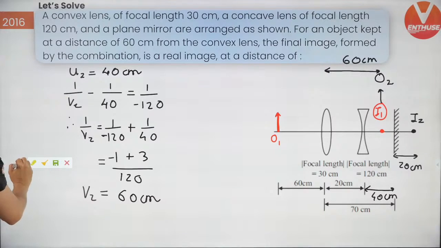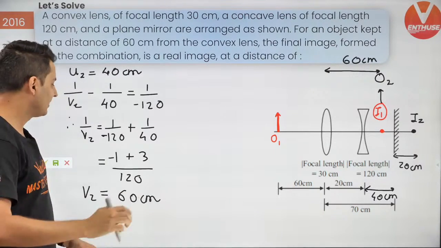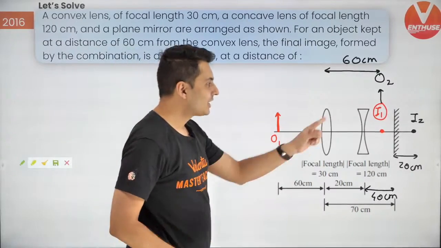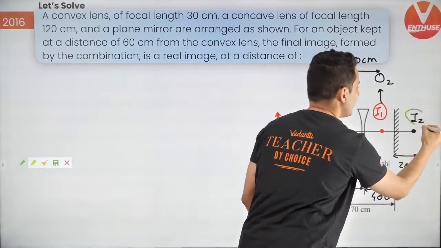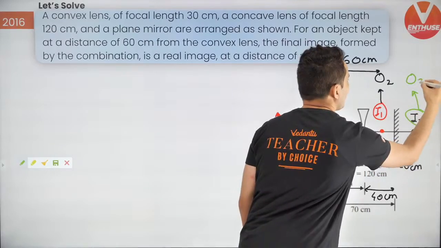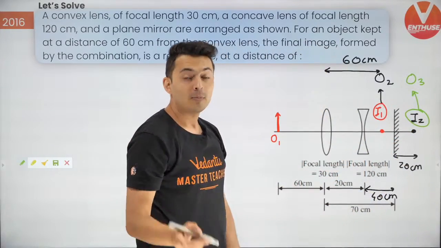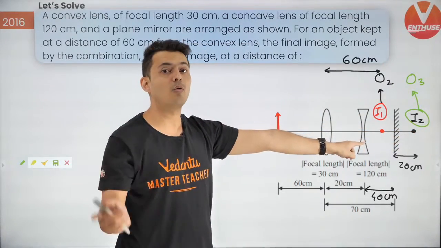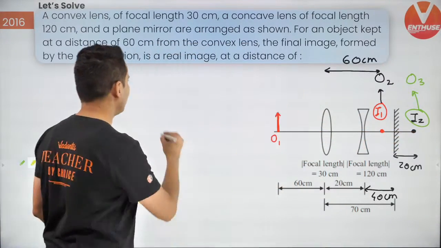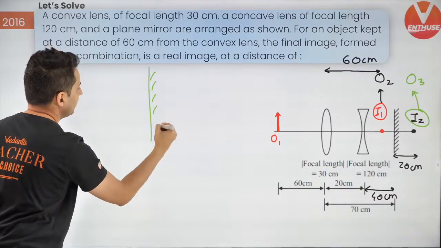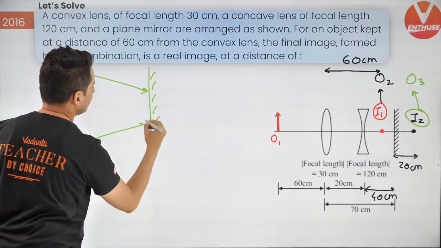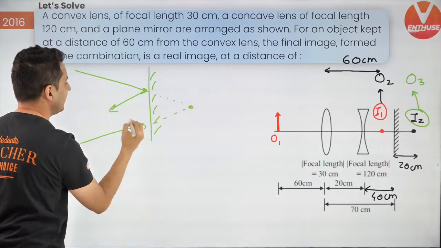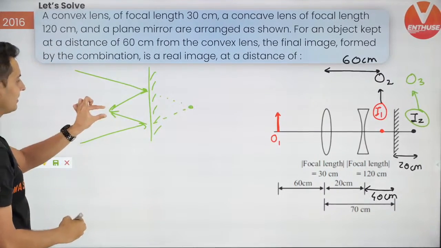Now comes the last part and the trickiest part. This is going to be an object for the mirror. But you will be like, sir, how can the object be behind the mirror? Well, it's possible. It's a virtual object. This is the mirror. The rays are coming like this. They are merging here, but they'll get reflected and fall over here like this.